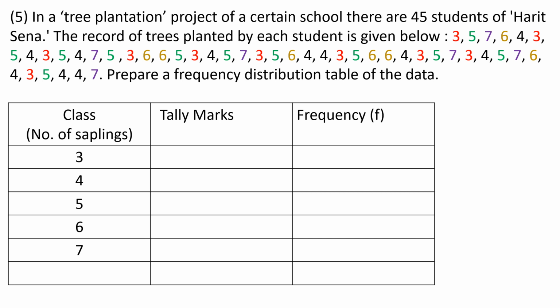Now, students, if you see the data, you can see the lowest score, that is the lowest class, is 3. Then 4 is there, 5, 6, and last is 7.